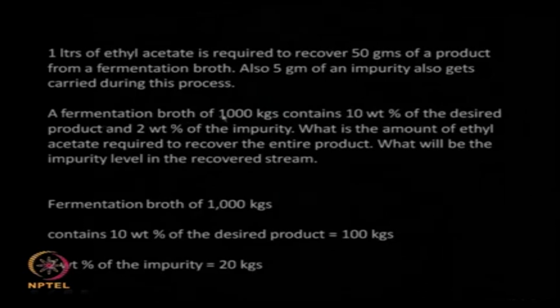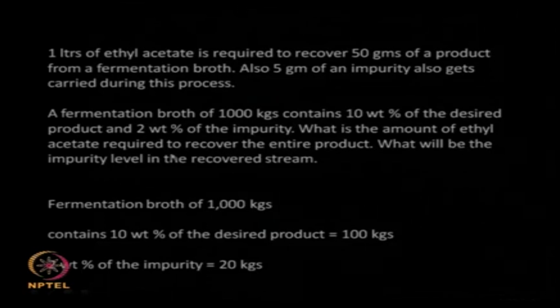Now you have a fermentation broth 1000 kgs which contains 10 weight% of the desired product and 2 weight% of the same impurity. So what is the amount of ethyl acetate I will require to recover the entire product, and what will be the amount of impurity that will also be coming into my extraction.